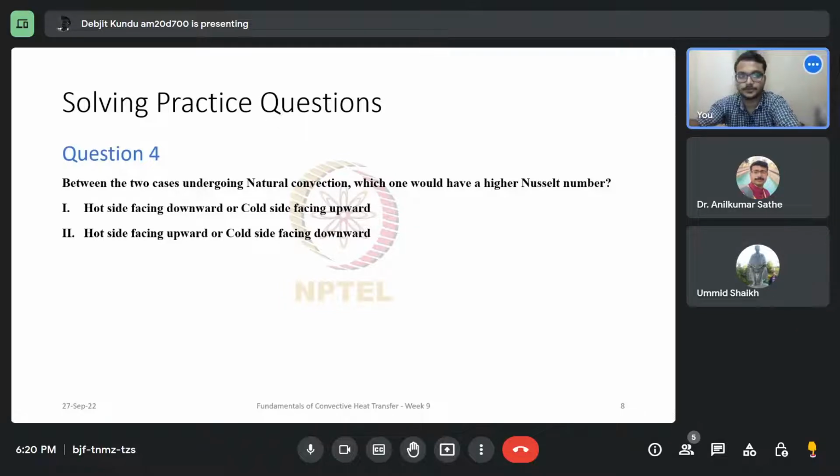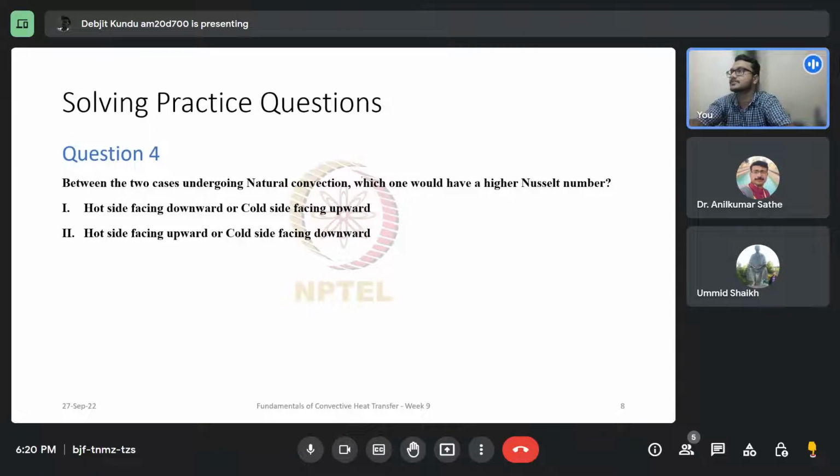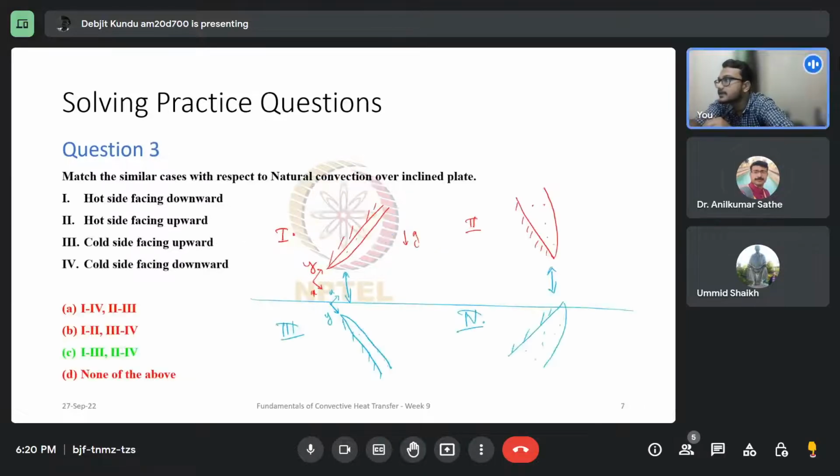Okay. So moving on, between the two cases undergoing natural convection, which one would have a higher Nusselt number? Hot side facing downward or cold side facing upward? Case one, or case two, hot side facing upward or cold side facing downward. So this is, if I'm not wrong, similar to 1 and 3 from the previous case, and this is 2 and 4 from the previous case. Did I do this correctly? Hot side facing upward. Yeah.